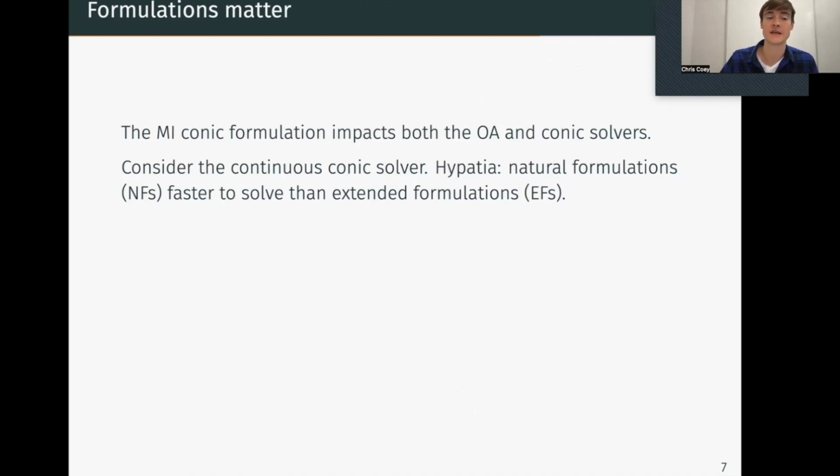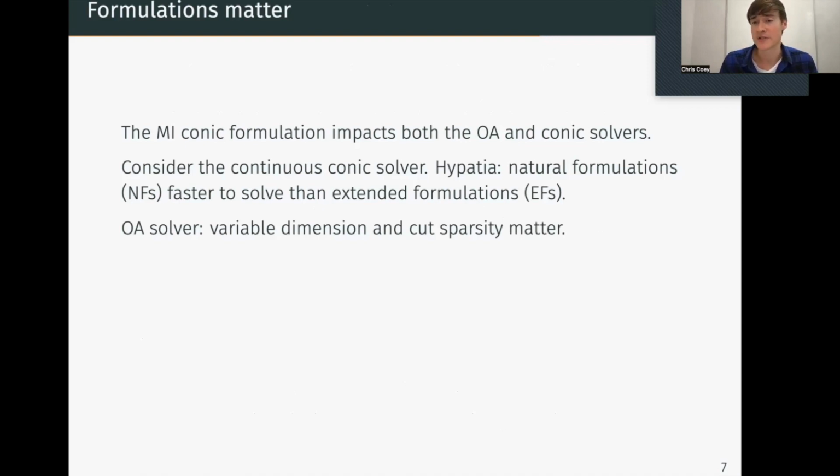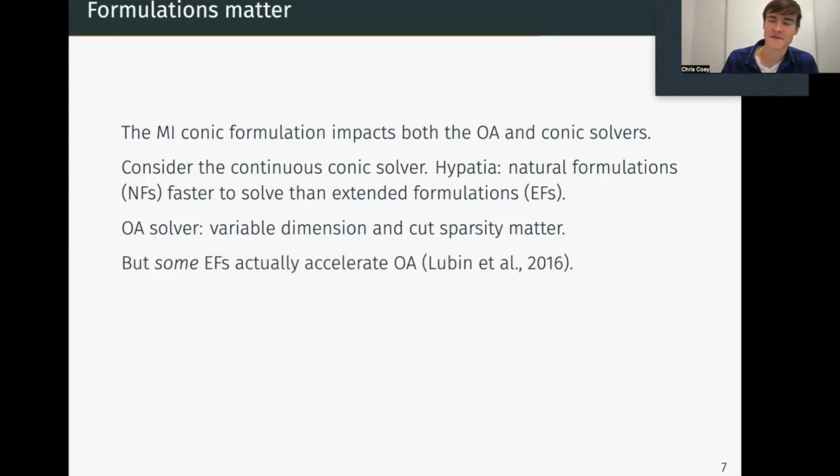Now, considering the MIP solver for outer approximation, obviously the dimension of the variables and the sparsity of the cuts and the numerics of the cuts are going to matter. The complicating factor here is that some extended formulations actually accelerate outer approximation by tightening polyhedral relaxations. We'll come back to this point at the end of the presentation. Fortunately, though, JuMP makes it easy to compare different formulations because they're very easy to model.